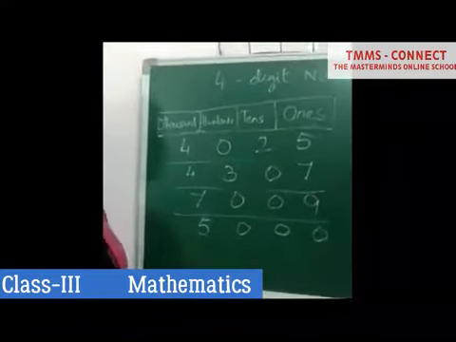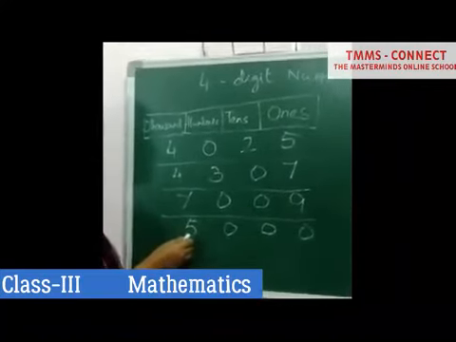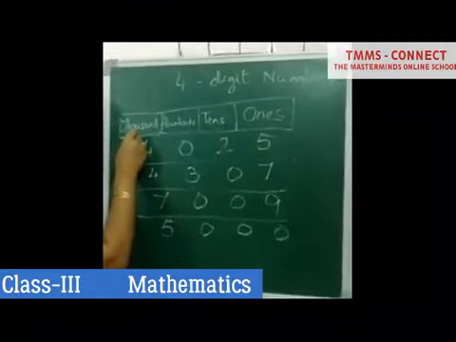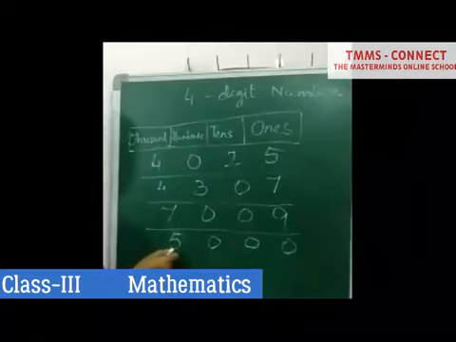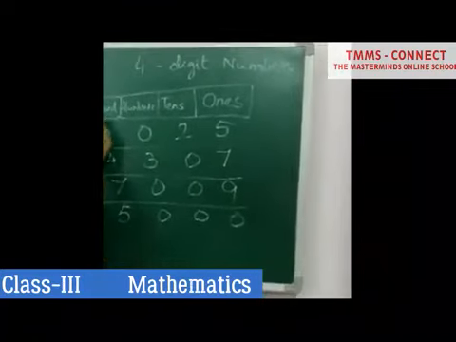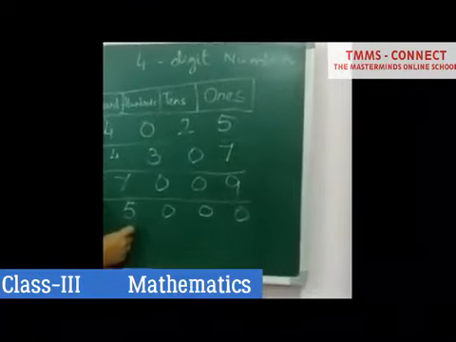How do you read this number? 5 is there. Only we have a single number in the thousands place. We don't have any other numbers here in any other place value. So, we say that it is 5000.